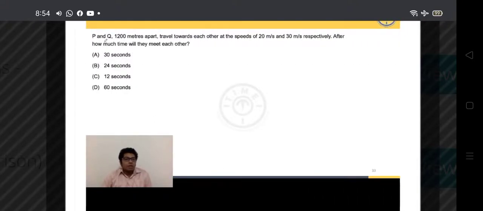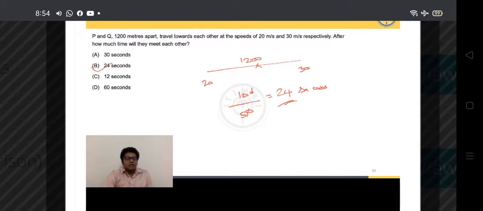Now, P and Q, 1200 meters apart, travel towards each other at the speeds of 20 and 30 respectively. After how much time will they meet? So simple. Towards each other, so 1200 divided by 20 plus 30, which is 50. 120 by 5 is nothing but 24 seconds. Hence the answer is 24. 1200 divided by sum of the speeds, 24 seconds. Meters and meters per second.